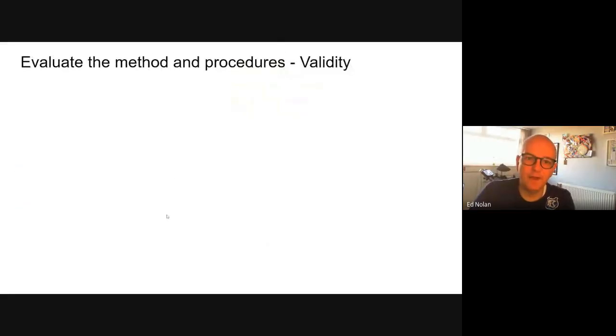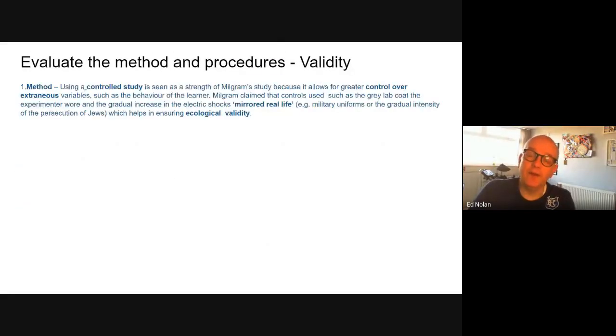Okay, right, so 2 areas that are big for exam questions are validity and ethics. So let's look at the validity of the study. It was a controlled study. They controlled extraneous variables. Milgram claimed that if you can control the extraneous variables, then you know you're measuring what you claim to measure. So he claimed he would have internal validity because it was a controlled study.